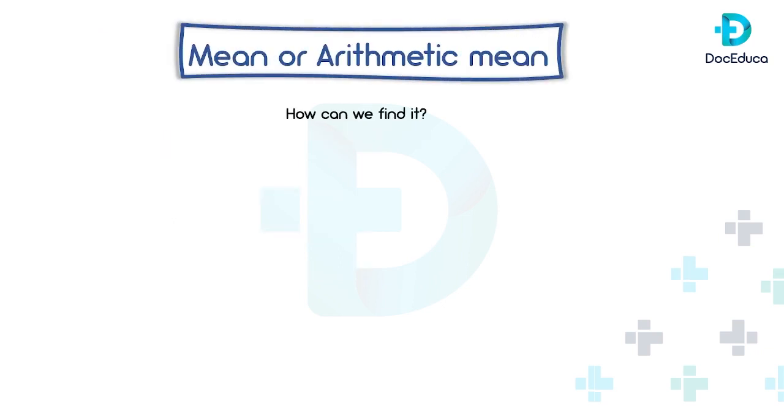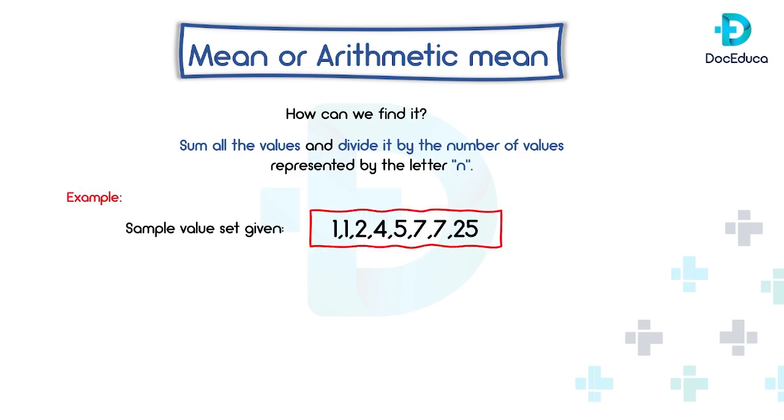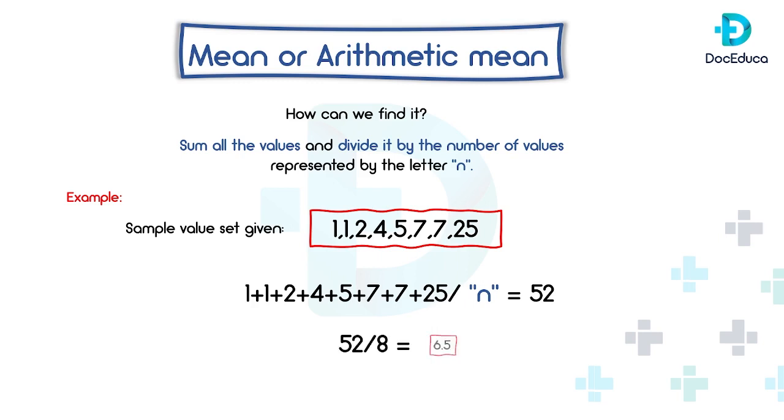So how can we find the mean? The mean is found by summing all the values and dividing by the number of values, usually represented by the letter n. So let's suppose this is our sample value set, and we're going to sum all the values and then divide it by the number of values. The number of values is going to be 8, and then we're going to divide it by 8, and 6.5 is going to be our mean.